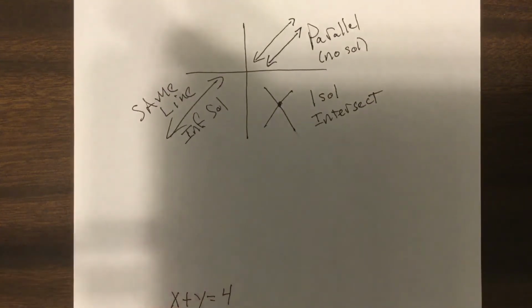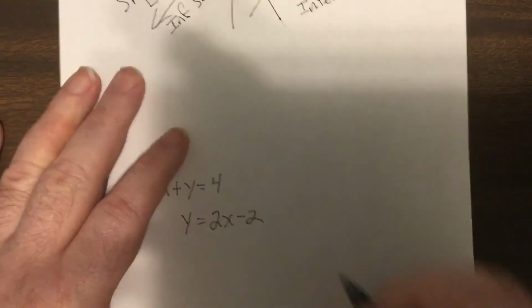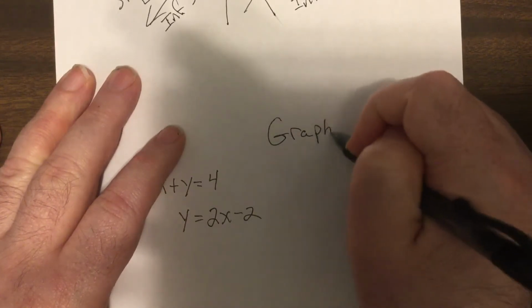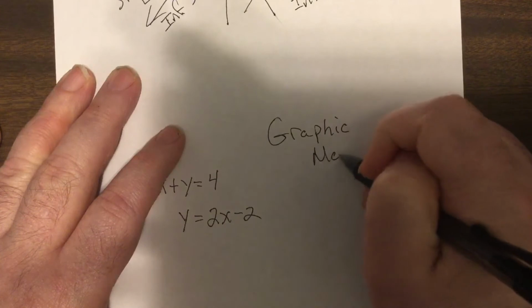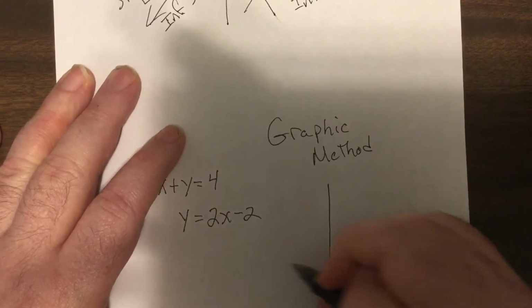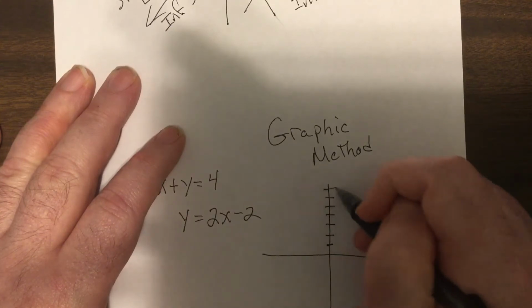Now, we're going to learn three methods. There's more that you can learn, but we're going to learn three. One of them is the graphic method, which is just graph both lines on the same coordinate system and see what happens.